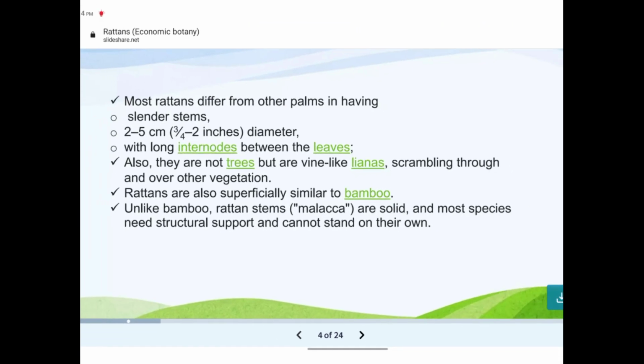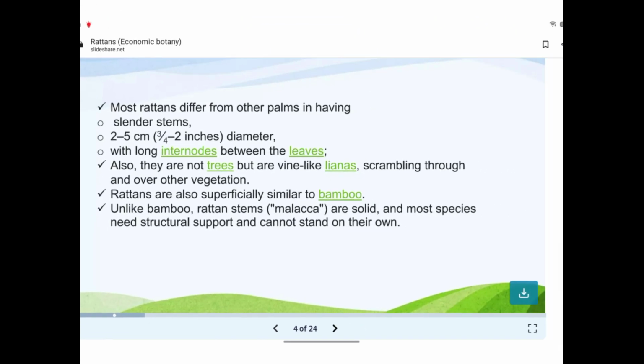Most rattans are different from other palms in having slender stems. They have long internodes. I will show the picture. And they are vine-like, scrambling over other vegetation. Superficially, when you look at rattans and bamboo, they look very similar. Sometimes their stem is also called malacca, a solid stem, okay, unlike bamboo which has a hollow stem.